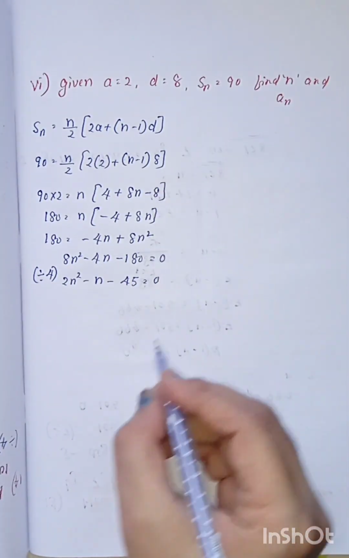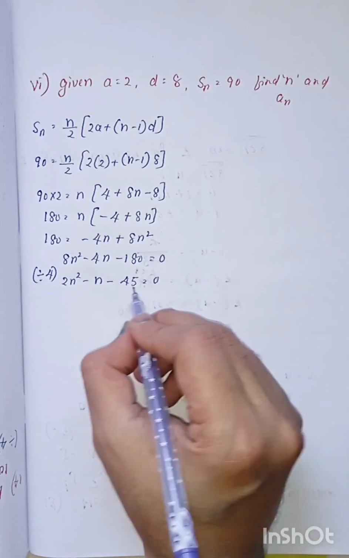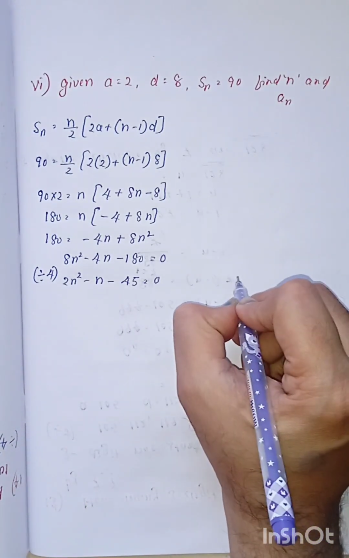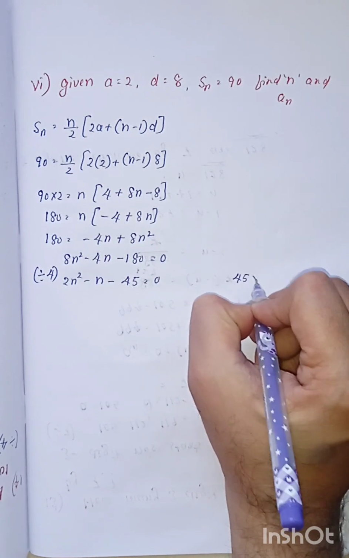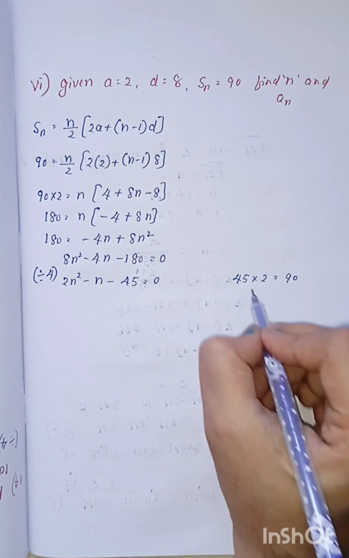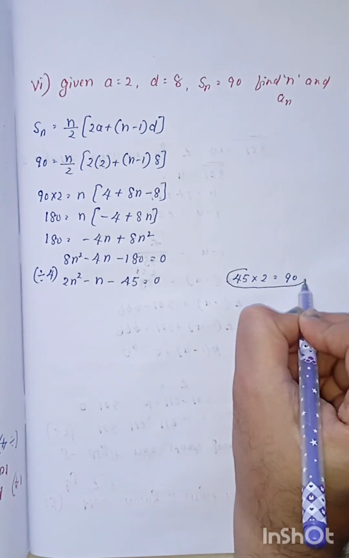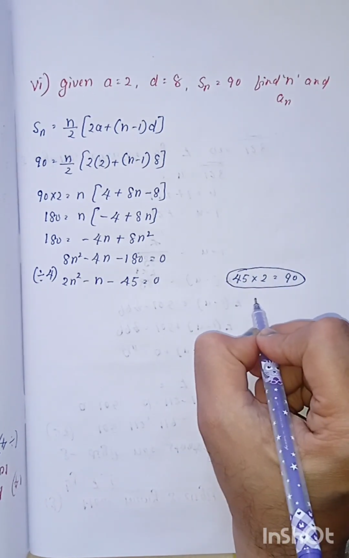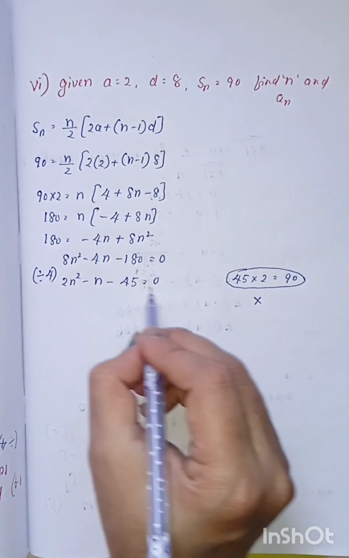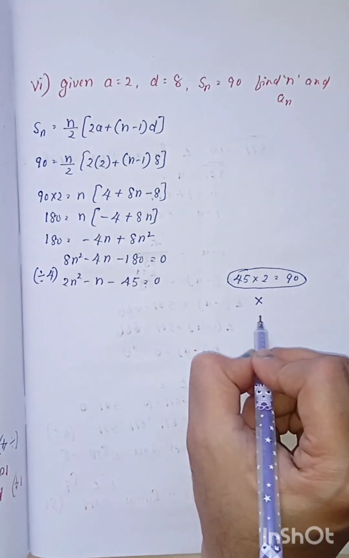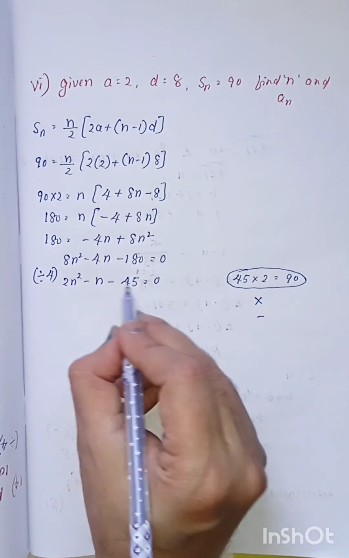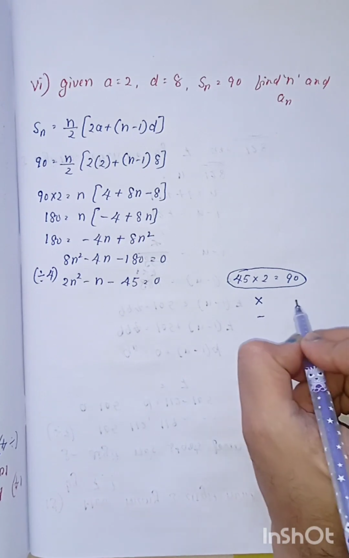Factorization means I will do it here. First multiply the first number and last number, that is 45 into 2, that is 90. It means after this I will put a round bracket to this. After this I will write a multiplication sign, and after this put the sign minus. It means the sign before the last number, behind the last number, that is minus, put that.